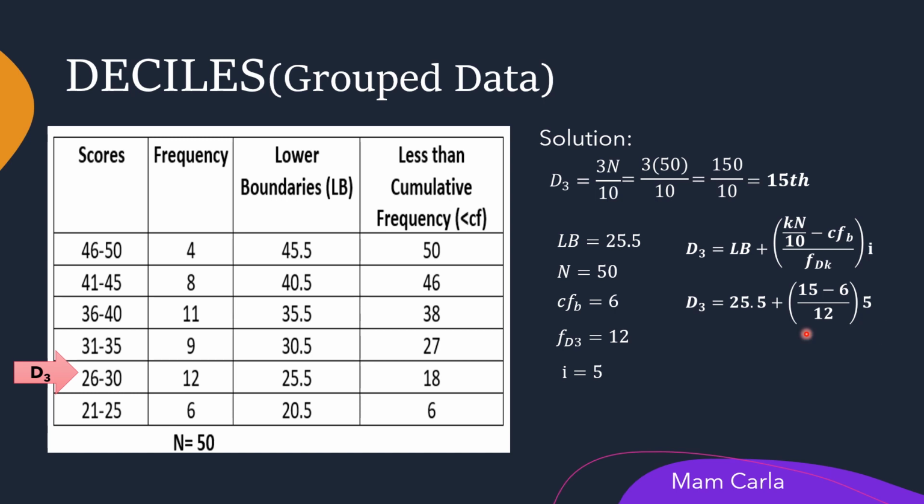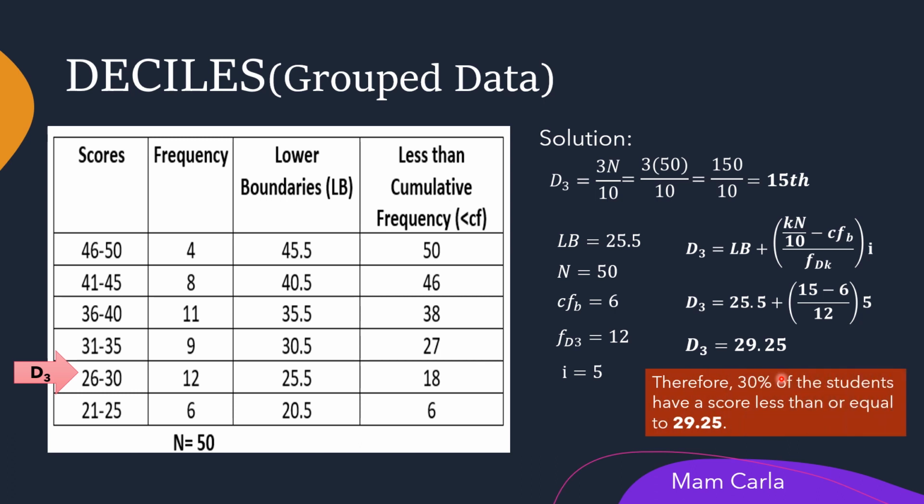So we will be working on the parentheses first. 15 minus 6, divided by 12, and then multiply the result by 5, and then add the result to 25.5, and it will give us 29.25. So it means that 30% of the students have a score less than or equal to 29.25.